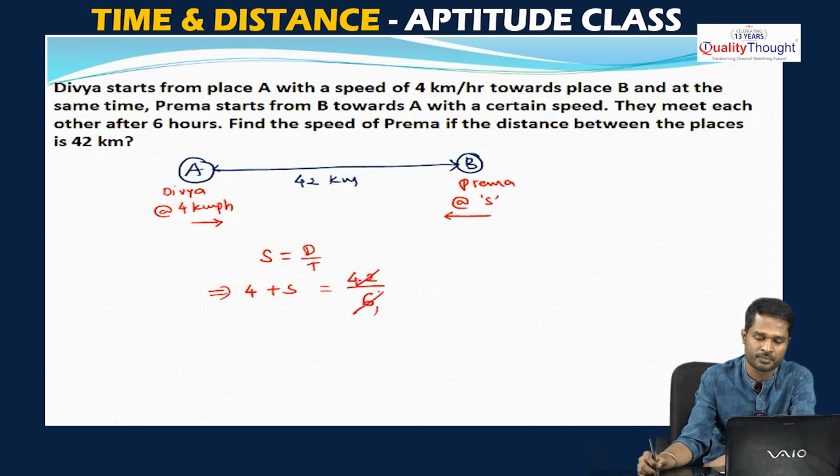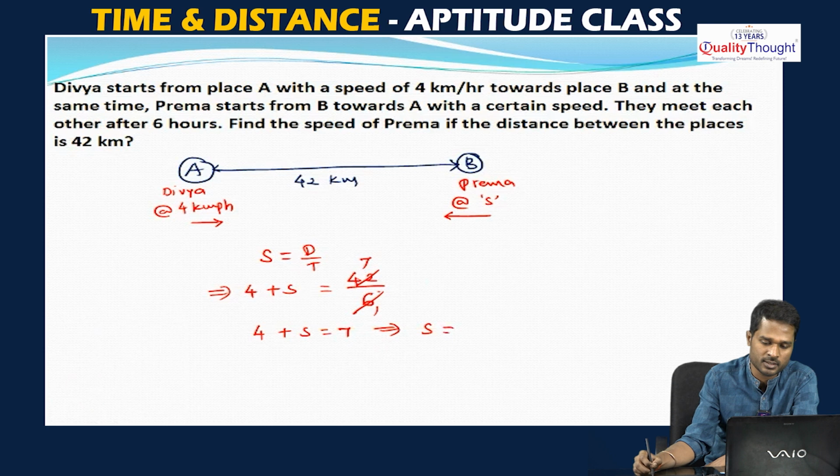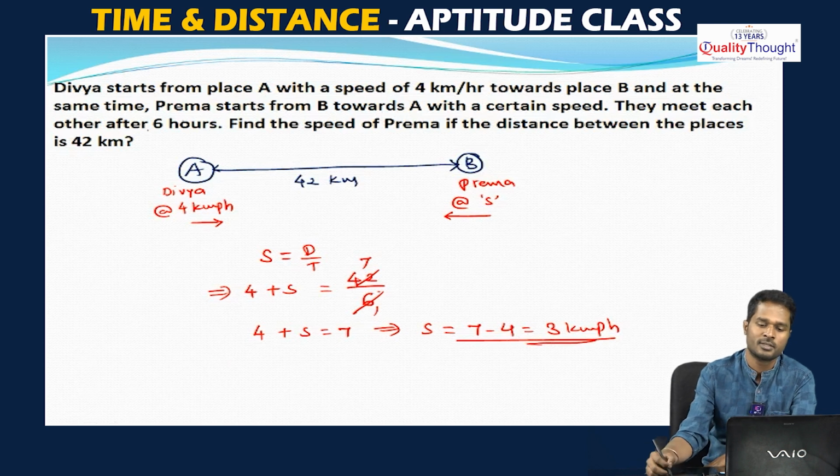6 ones are 6, 7 sixes are 42. So, 4 plus S is equal to 7. So, the speed of Prema, S, is equal to 7 minus 4, that is 3 kilometers per hour. See, the question is simple.